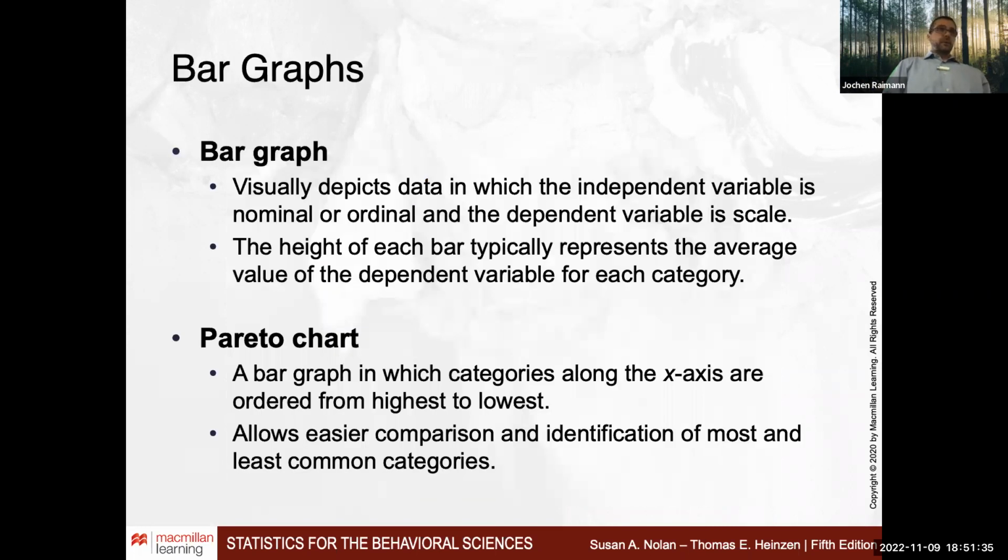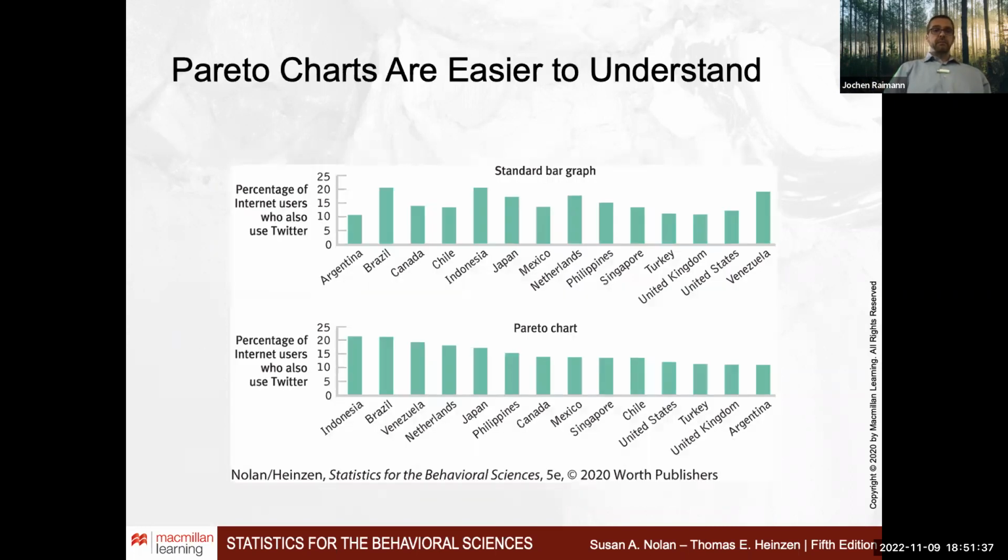Then we have bar graphs and Pareto charts. Easy bar graphs: nominal variable as the independent variable, continuous variable as the dependent variable. One way to depict this: if you order these bars as per their magnitude, you get a decreasing or increasing trend, depending on which direction you order it. Then it becomes a Pareto chart.